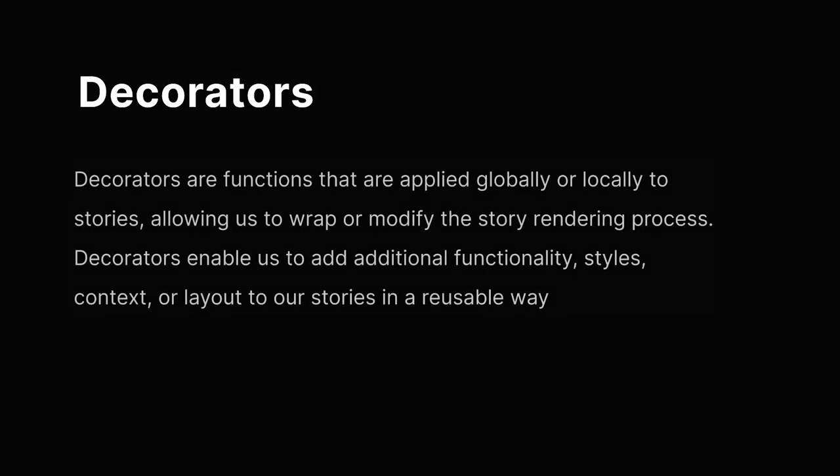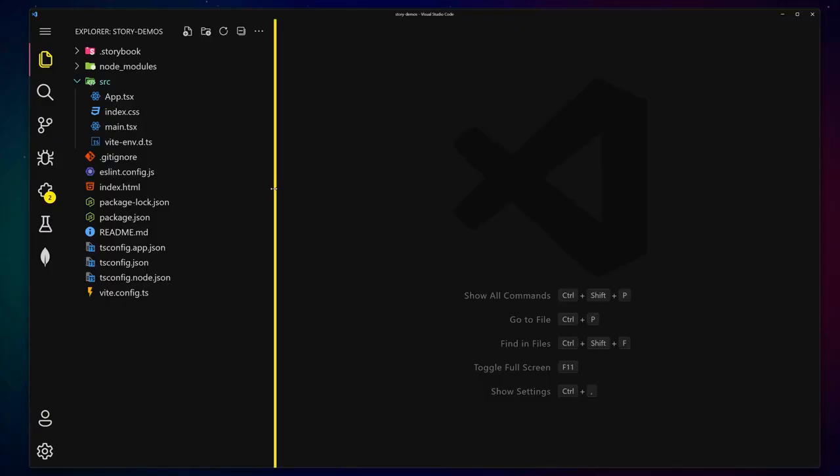Now let's talk about the decorators in Storybook. So decorators are functions that are applied globally or locally to our stories, allowing us to wrap or modify the story rendering process, and decorators enable us to add additional functionality, style, context or layout to our stories in a reusable way. So that was just a theory about the decorators, and now let me show you that in action.